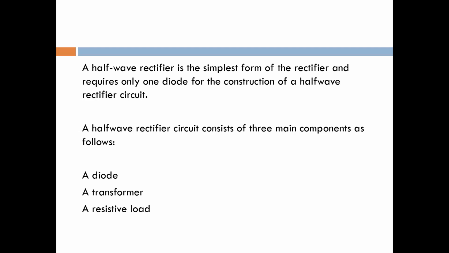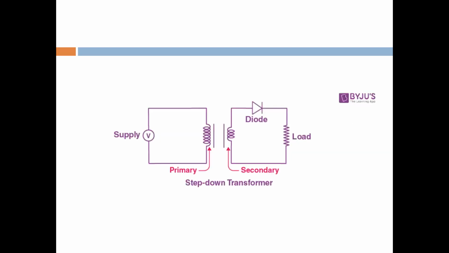And the main components of this are the diode, transformer, and the resistor. What are the main components? Diode required, transformer required, and resistor load required. So see here in the diagram. Here the supply is given, the primary winding, secondary winding, diode, and load. A step down transformer is used here. Here is a diode, here is the load.